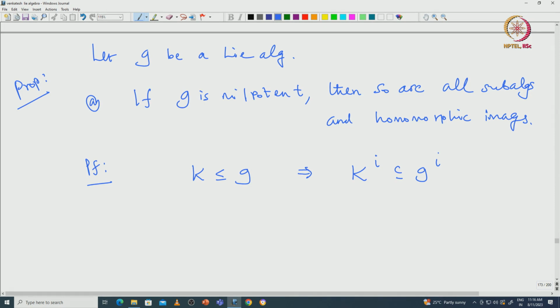For the quotient, if you call pi a quotient map from G to G dash, which is a surjective Lie homomorphism, then one can easily check that pi of G power i is equal to G dash power i. So, that will imply if G power i is 0, then G dash power i is 0. So, that again says the quotient, or the homomorphic image, is also nilpotent.